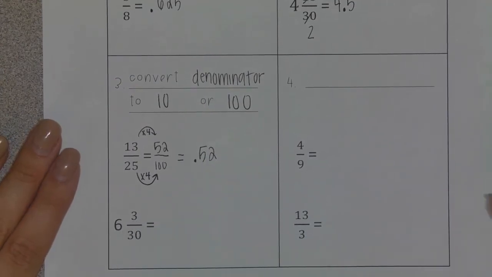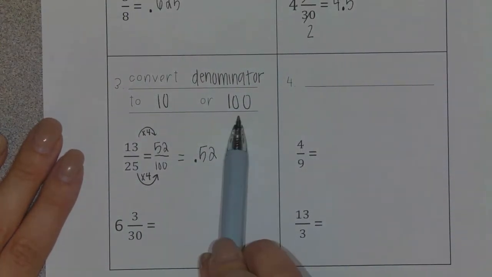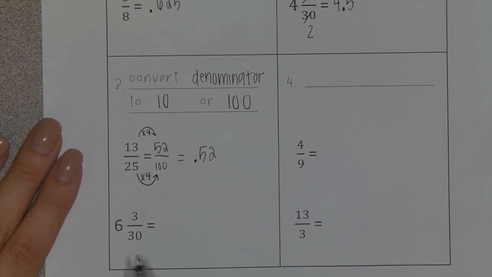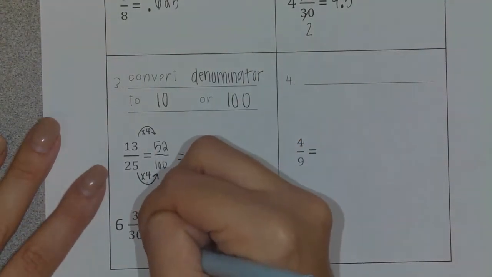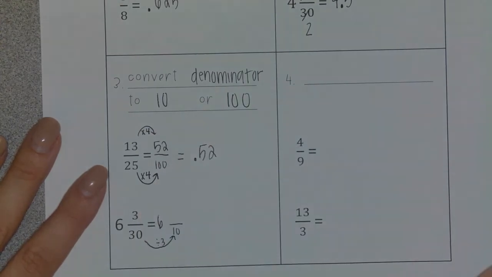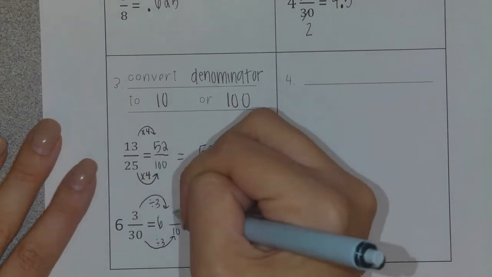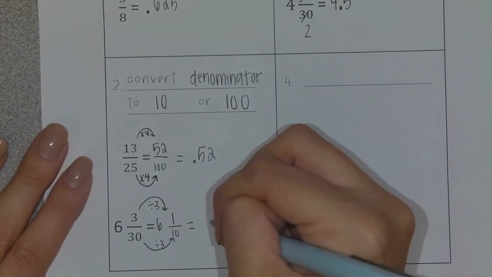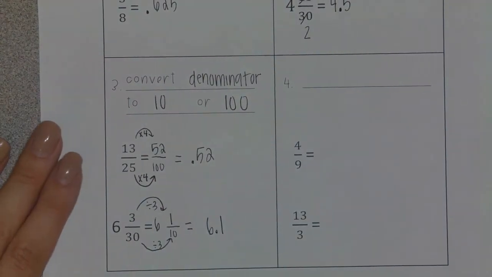6 and 3/30ths. Again, 10 or 100. I can't take 30 to 100, but I can take 30 to 10. So to go from 30 to 10, my scale factor is to divide by 3. Whatever I do to the bottom, I have to do to the top. So 3 divided by 3 would give me 1. So 6 and 1/10 as a decimal looks like this.